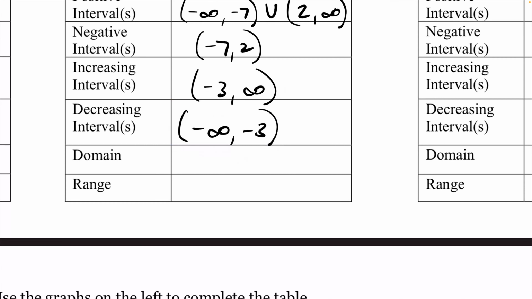Arrow to arrow, do I ever pick up my pencil when I trace? No. So what arrow was the left? What did we call the left arrow? Negative infinity. And what arrow did I call the right? There you go. I never picked up my pencil, so there we go.